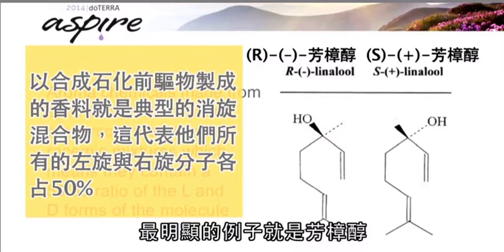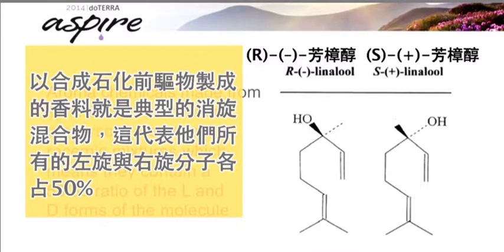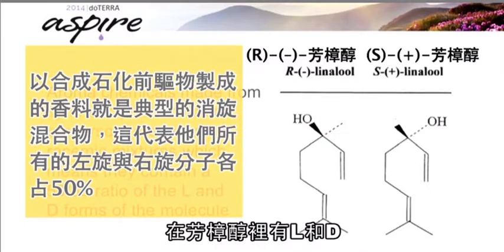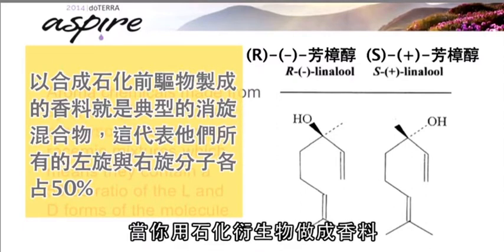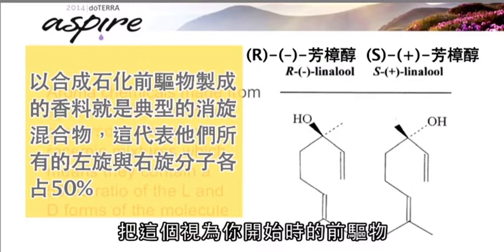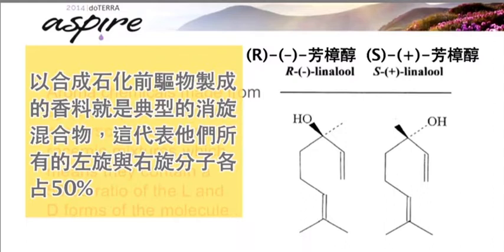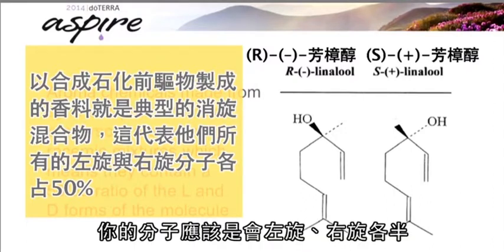Perfect example of this is linalool. You have the L and the D forms of linalool, the plus and the minus. Or plus would be the D form, minus would be the L form. And when you make an aroma chemical from a petrochemical derivative, and you use that as your starting precursor, normally what happens is you get a 50-50 mixture of these two forms of that molecule.